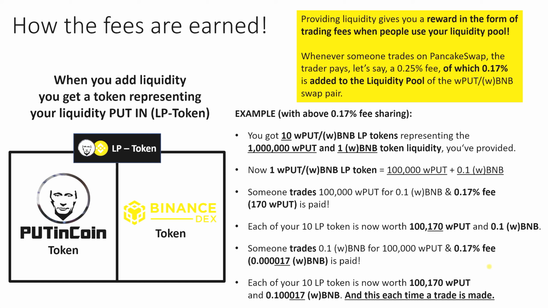So you see, it depends in which direction the trade is effected. When you trade WPUT for BNB, you get the fee in WPUT. When you trade BNB for WPUT, you get your fees in WBNB. And this each time a trade is made, no matter in what direction. How cool is that? Okay, that's how a liquidity provider earns rewards.